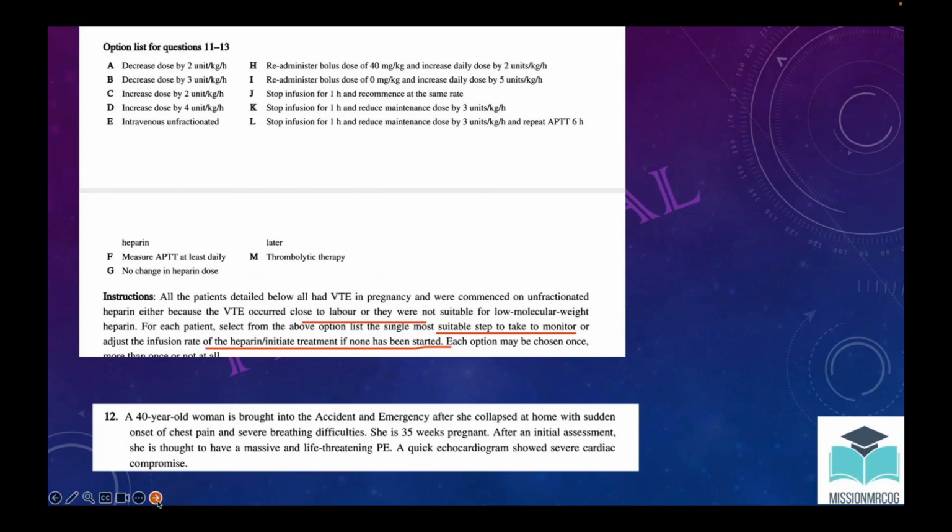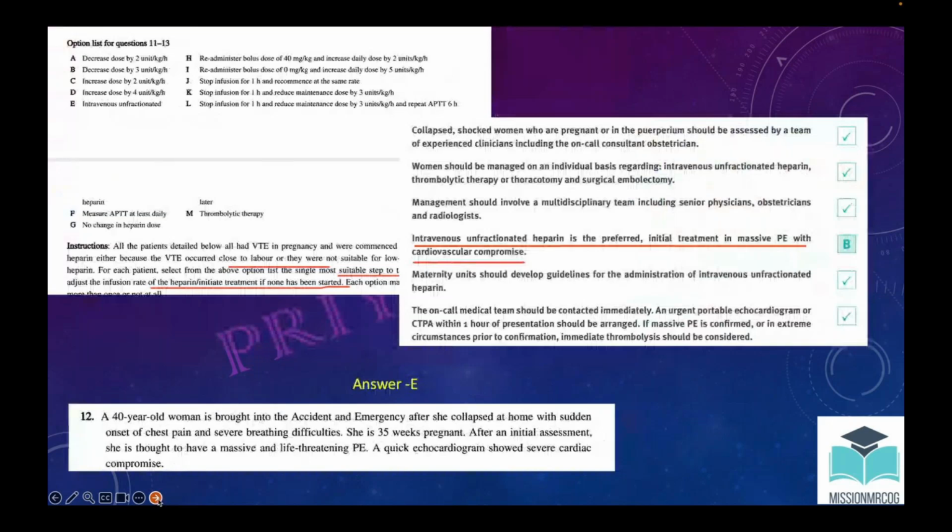Option E. It should be E. So intravenous unfractionated heparin is to be preferred when massive PE with cardiovascular compromise. Okay, so it is. This is from the guideline only.